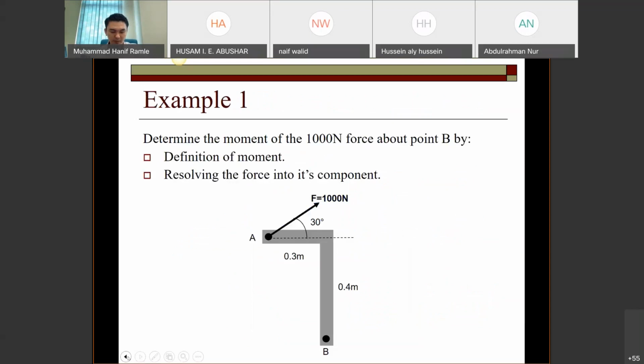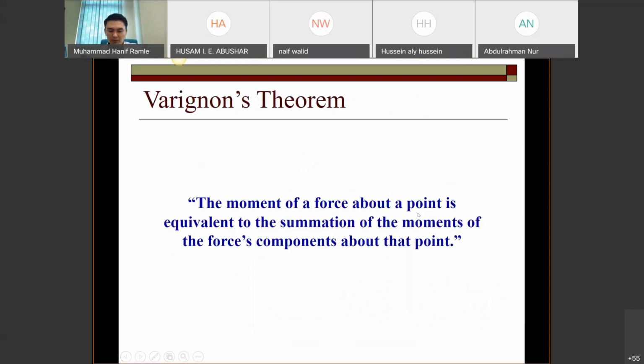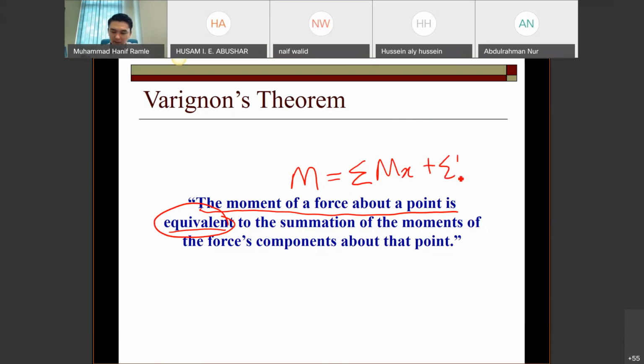The moment of a force about a point is equivalent to the summation of the moments of the force components about that point. So we can see that like this, component x and y. Okay, so this is what Varignon said.